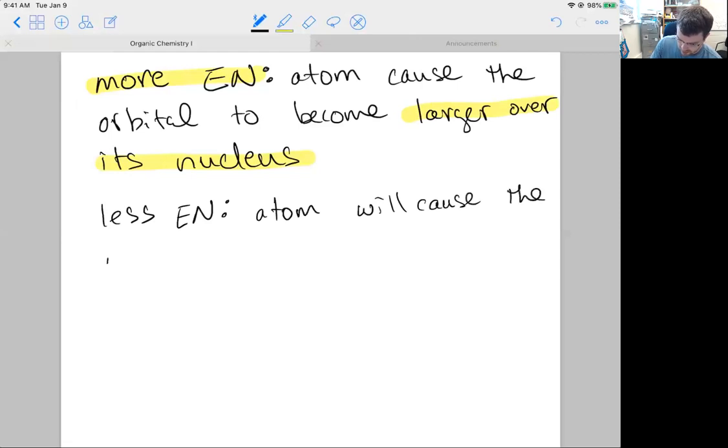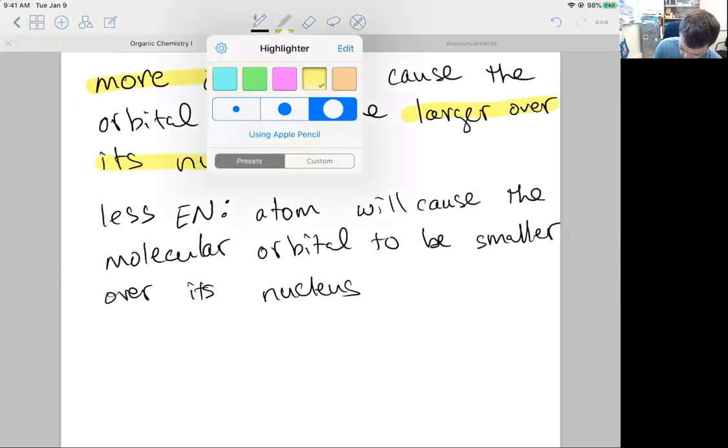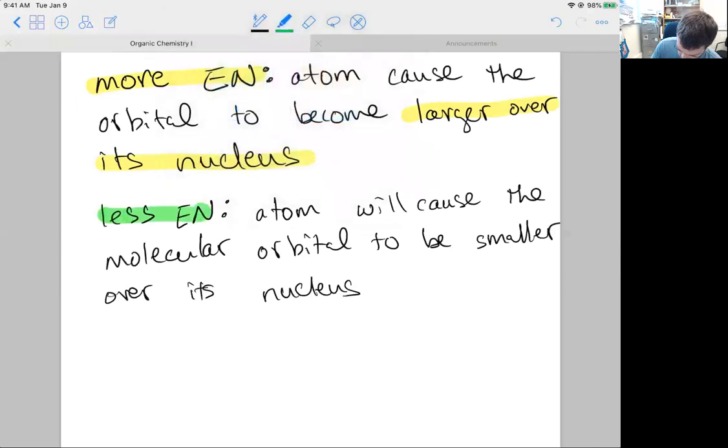So the atom will cause the molecular orbital to be smaller over its nucleus. Less electronegative is smaller. So let's use this trend.